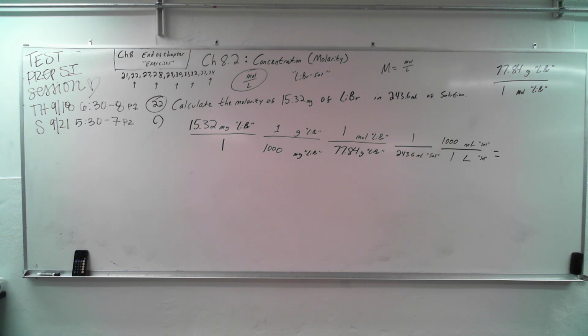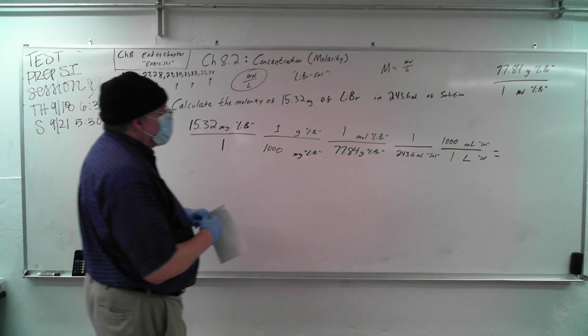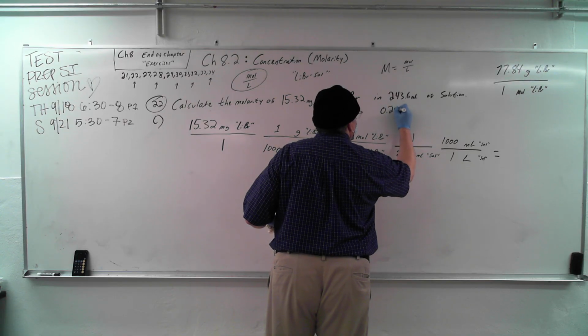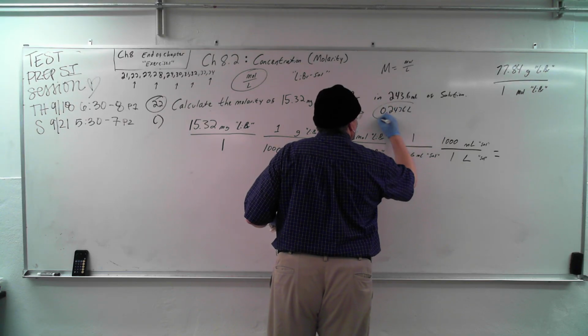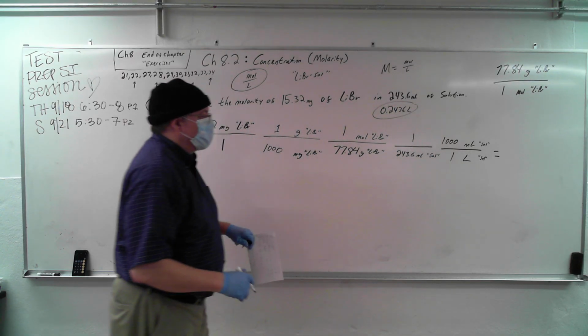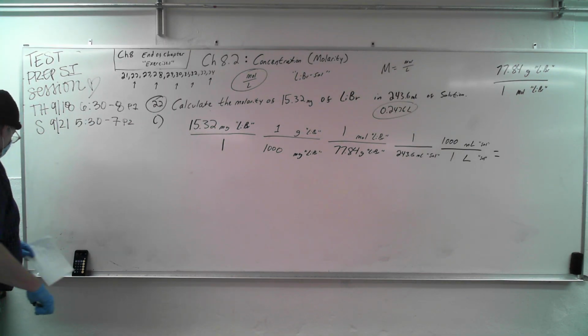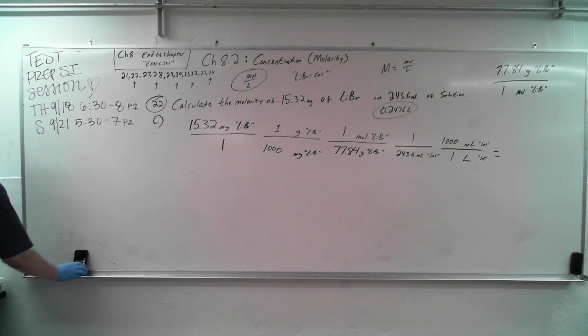The 1,000s do cancel. If you're thinking, well, let's just ignore those, I write them out because you might have been given the last one in liters, and then you wouldn't have a 1,000 there. It would also work out to just throw that in there, and then you wouldn't have to do the conversion. But if you just faithfully calculate that out, that'll give you the molarity.